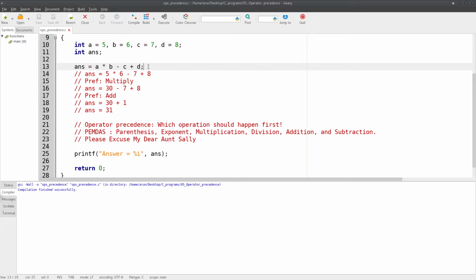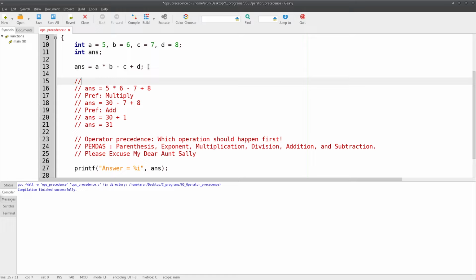So the best way to write this statement is as follows. Instead of writing like this, I'm just going to comment this out over here. The best way to write this is using parentheses. So a star b, you put a star b in parentheses, and then minus c plus d. You can write like this with a little bit of spacing. This is actually a much preferred way of writing this expression, because this will avoid any ambiguity.